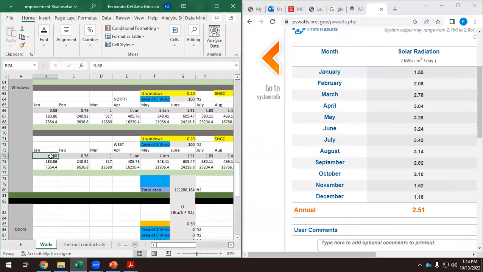January is 1.55. February 2.8. Well, sometimes, okay, it does weird things, 1.03.